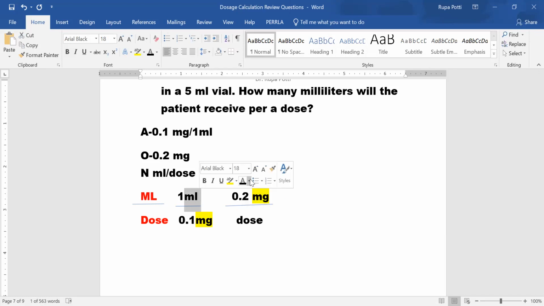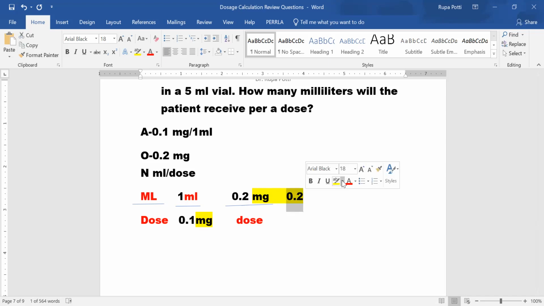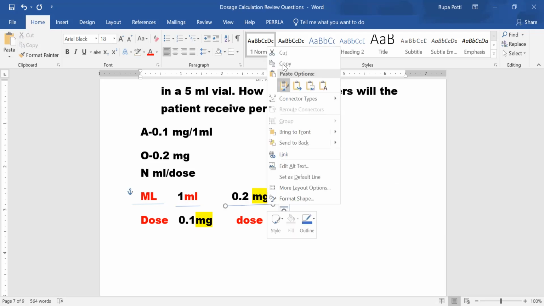And I have mL here in my numerator, and I have dose in my denominator. So this is what I'm looking for, right? mL per dose, and I have mL per dose remaining. So now I know that the way I set up my problem is correct. Now I'm going to do the division, dividing by my denominator, which is 0.1.